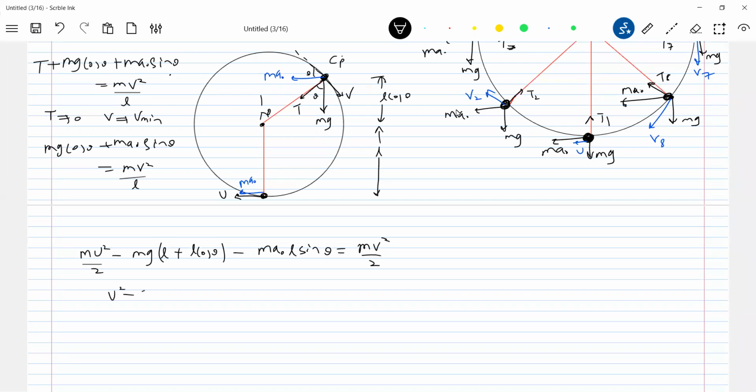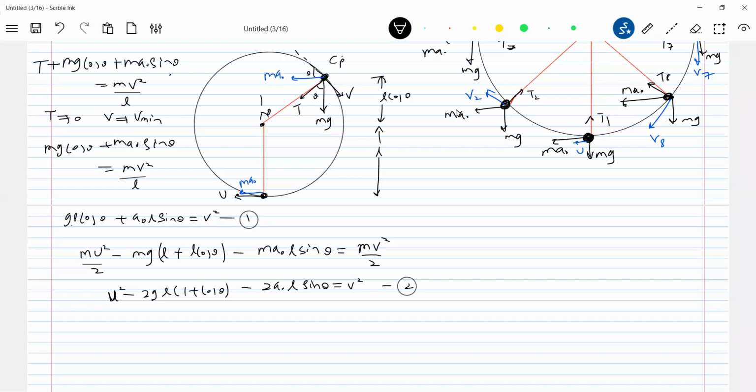So v square equals u square minus 2gL(1 plus cos theta) minus 2a naught L sin theta. Let me finish off the problem. Substitute the value of v square from here. So our other equation will be v square equals gL cos theta plus a naught L sin theta. Call this equation 1, and this is equation 2.